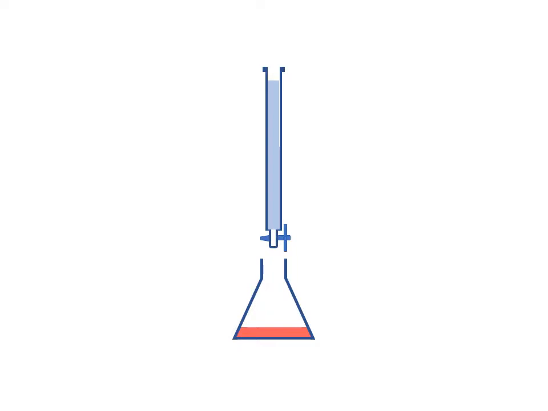So the base gets added to the acid until we see a change in color. And the second we see a change in color, we stop adding the base. Now that's the end of our titration. As soon as we saw that change in color, we are at the point where the amount of acid equals the amount of base.